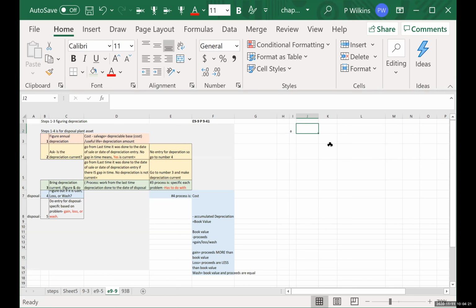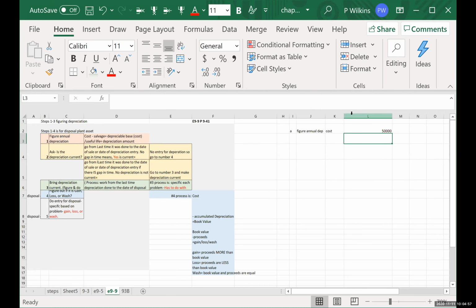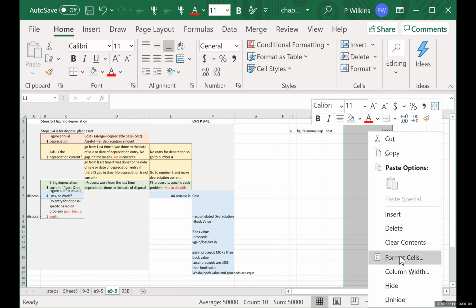So we have to first figure the annual depreciation. Okay, first thing we have to do is figure the annual depreciation, right? So this is figuring the annual depreciation here. So I'm going to put here, figure annual depreciation. Okay. So we're going to start with the cost. The asset cost they told us is $50,000. So we have an asset of $50,000.